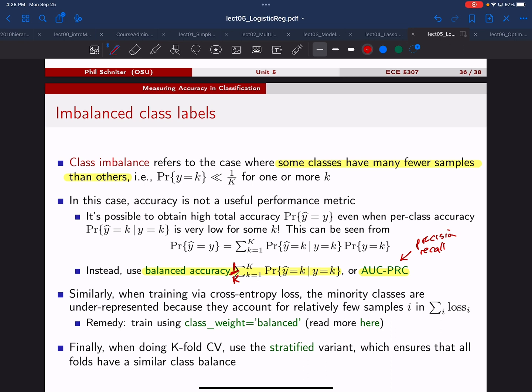Okay. So that's one piece of the puzzle. The other thing that can happen is, as we said, when you train logistic regression, it doesn't really care whether you're interested in accuracy or precision recall. It just minimizes logistic loss, which is nice because you don't actually need to make that choice for training.